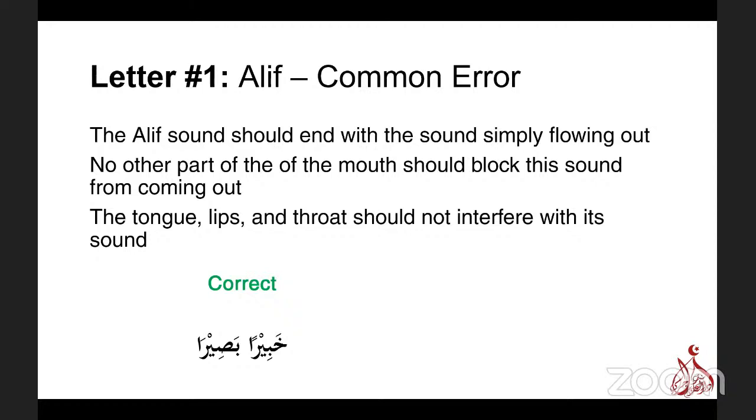But a very common mistake that happens is some people when they end an ayah like this, they say khabiran basira, basira, ra. That is a mistake because an alif means the sound should come out and flow out without anything stopping it. So khabiran basira, basira. If someone says basira, ra, that means your throat is partially blocking the sound. You're actually creating a hamza at the end instead.